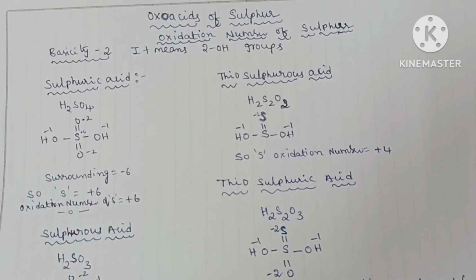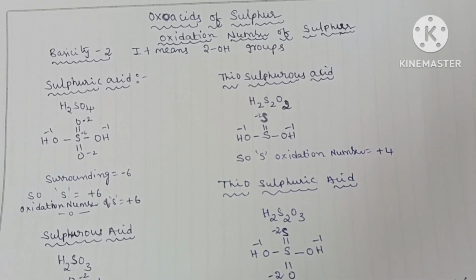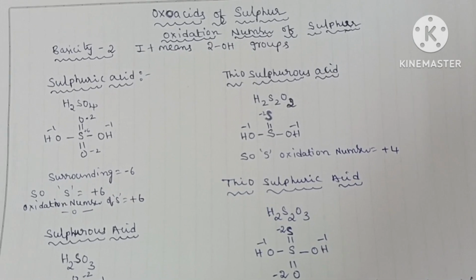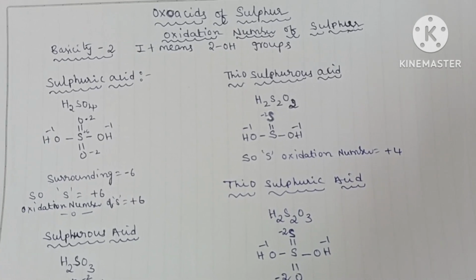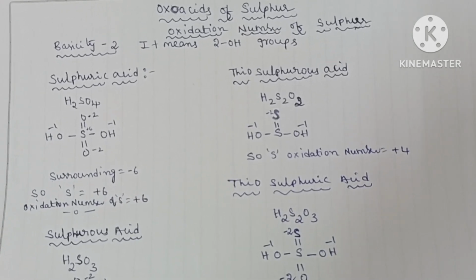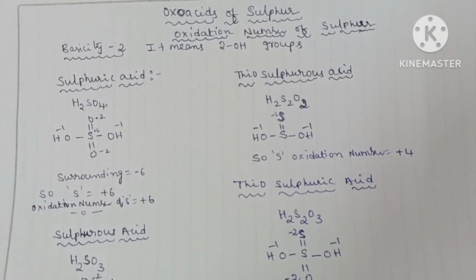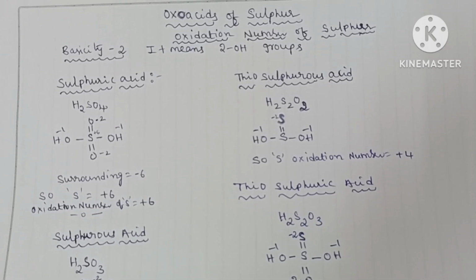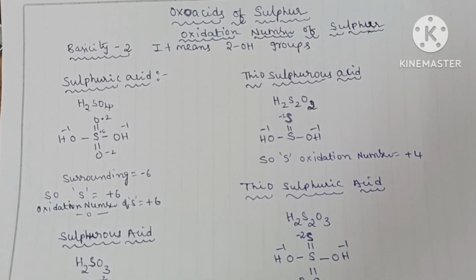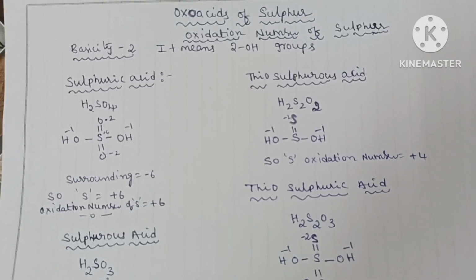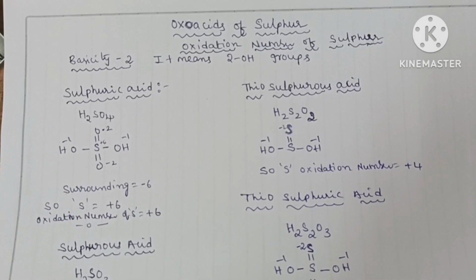Hello friends, today we will discuss oxy acids of sulfur. Sulfur has some oxy acids, and also structures and oxidation numbers. First you have to know the formulas, then you have to find out the structures, how to draw the structure. All oxy acids have a basicity of 2.